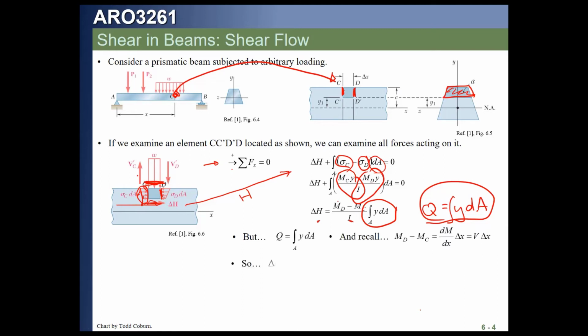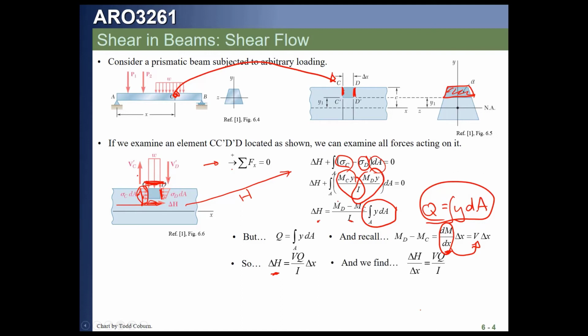Now if we remember, recalling that the change in moment is simply dM/dx times dx, the change in moment per unit x times dx, and that change in moment per unit x is simply V. We saw that last time. So we can actually write it this way. We can say the change in force on a transverse cut or a horizontal cut is just VQ over I times that little increment of distance ds.